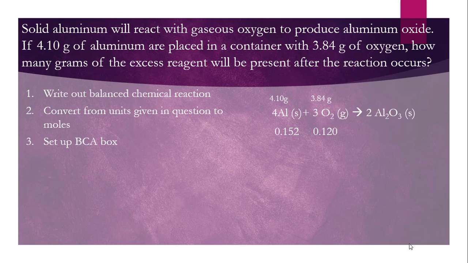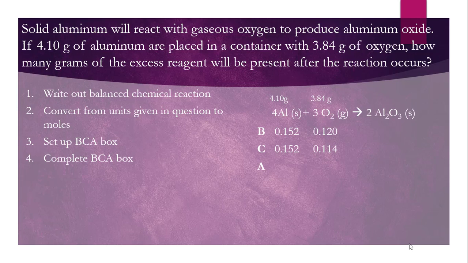I'm going to set up my BCA box, which is just putting down the letters. I'm now going to complete the BCA box, and I put 0.152 because that's the first reagent in the equation, but you could do it with the oxygen. If I have 0.152 moles of aluminum, then how many moles of oxygen do I need? And it turns out I need 0.114 moles of oxygen.